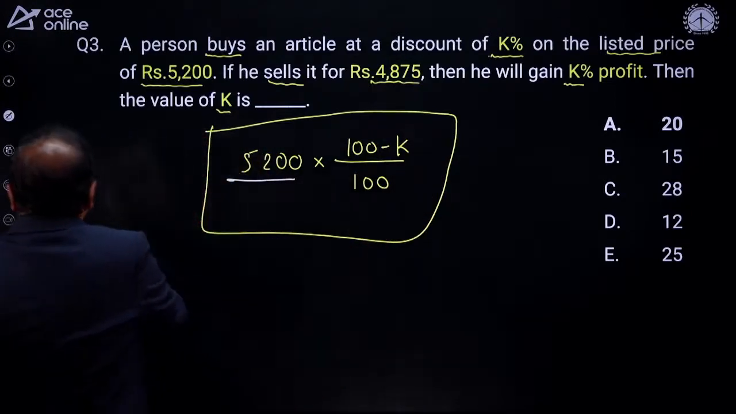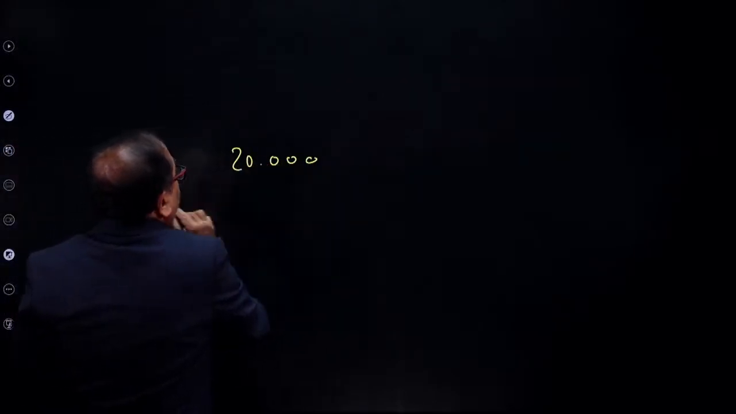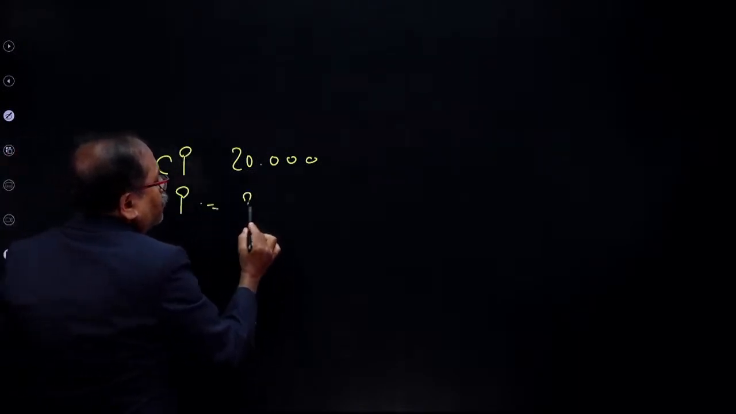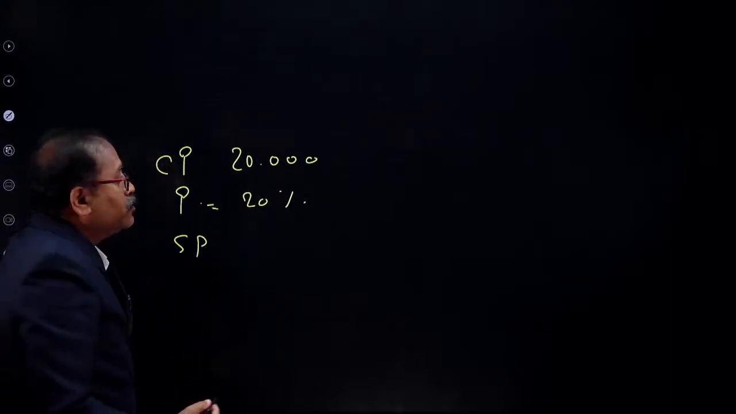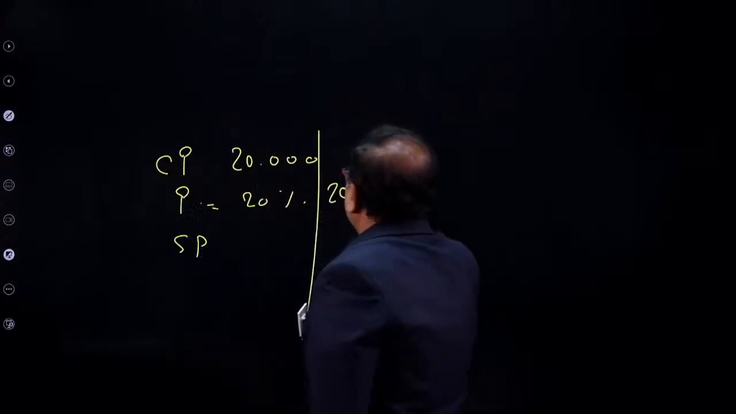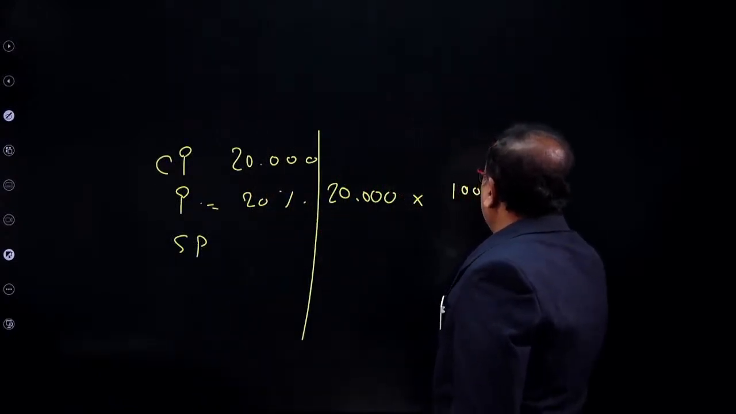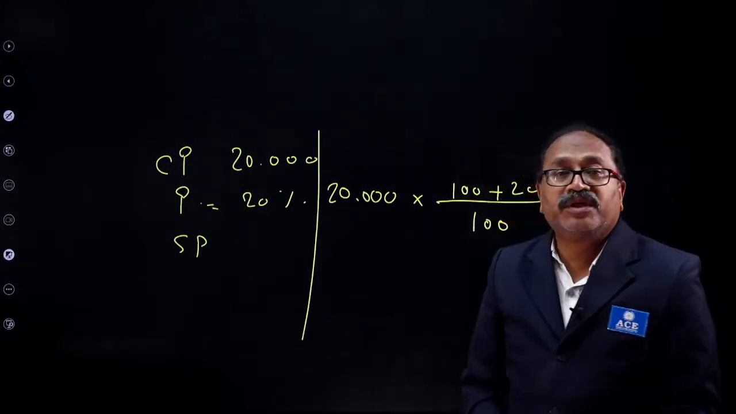Multiply this, because we know if a person has bought an article for rupees 20,000 and he sells it, this is CP, and he sells it at a profit of 20%, then what is the selling price? How do you find it out? So you know how to find it out. That is 20,000 into 100 plus 20 by 100, this is your selling price.